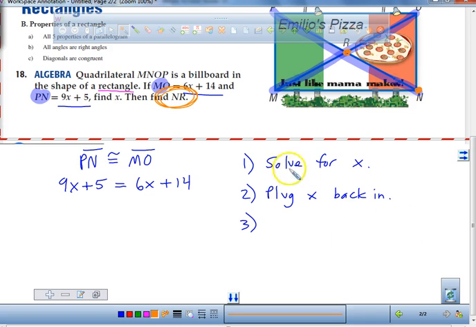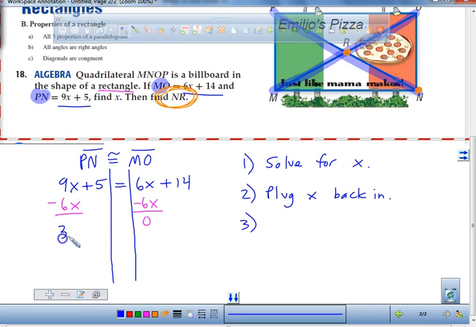All right, step one, we're going to solve. Now, you don't have to do this. I'm just going to do this because this equal sign is pretty important. Whenever you're solving for x, you got to get all of the variables on one side of the equation and all of the numbers on the other side. So the very first thing I'm going to do, I'm going to take away 6x from this side and take away the 6x from this side. That's going to give you a 3x plus 5 equals, I'm just going to bring this 14 down.